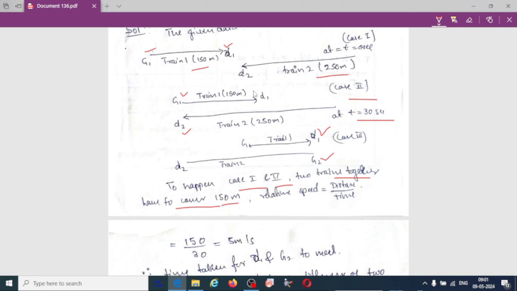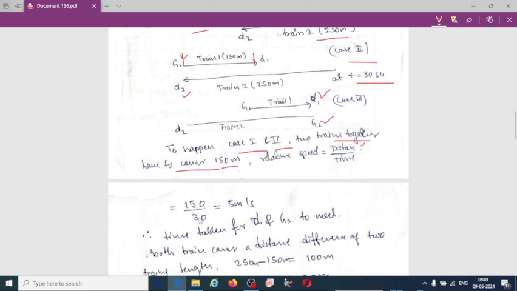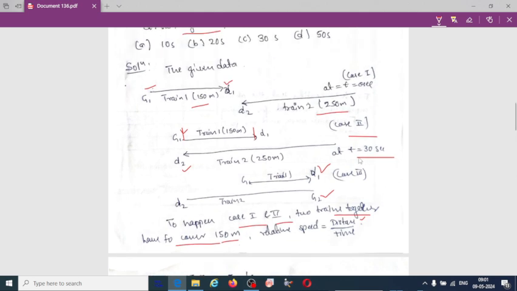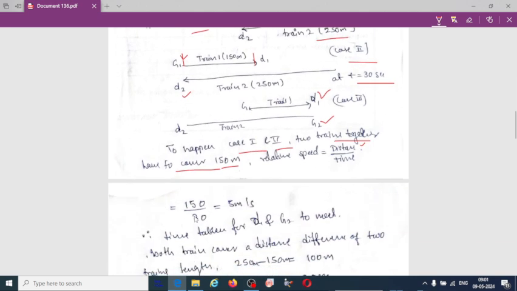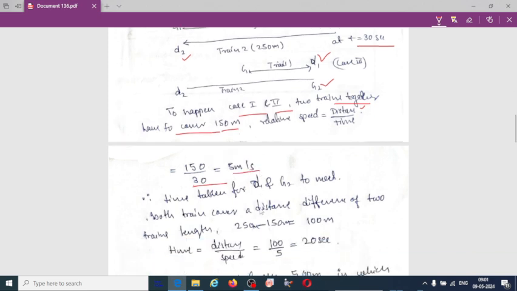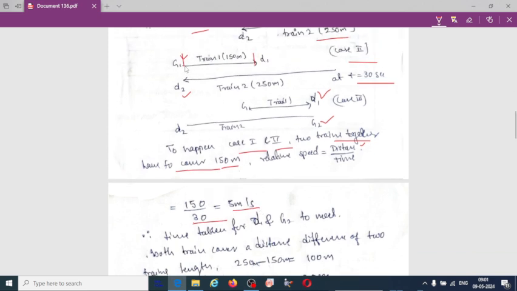So this is what the distance, 150 meter. Then relative speed, distance by time, 150 meter by 30. How much time they will take? T equal to 30 seconds. So 150 divided by 35 meter per second to coincide guard 1 and driver 2.